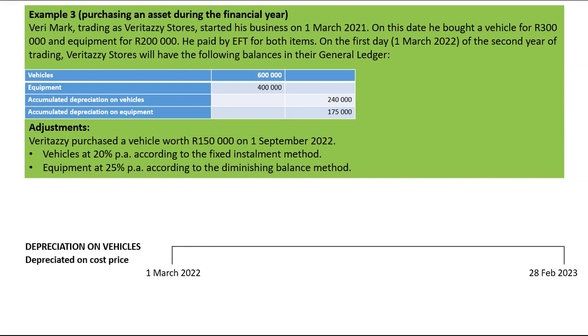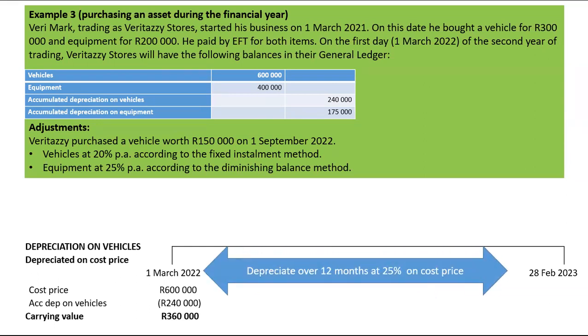At the beginning of the year, cost price amounted to 600,000, accumulated depreciation amounted to 240,000, and carrying value of these assets we've had from the beginning of the year will be 360,000. So these assets amounting to 600,000, we have had them for the entire financial year, which is 12 months, and we need to depreciate them at 20%.